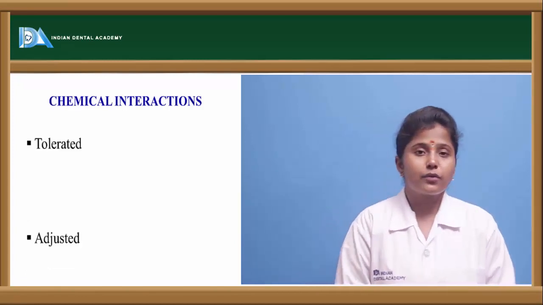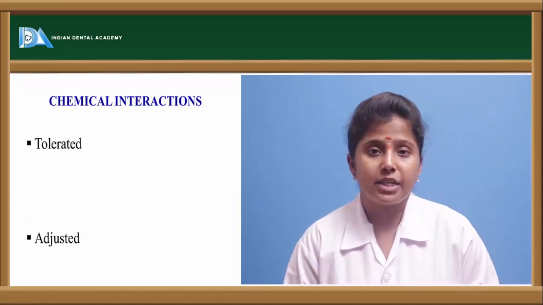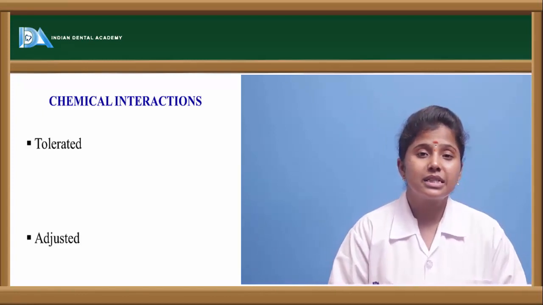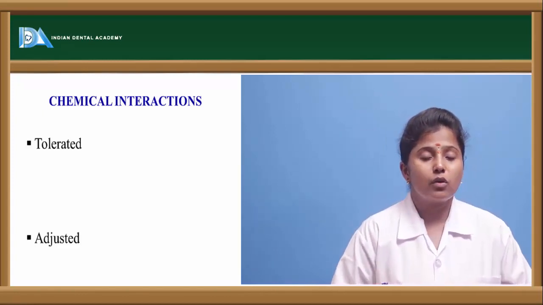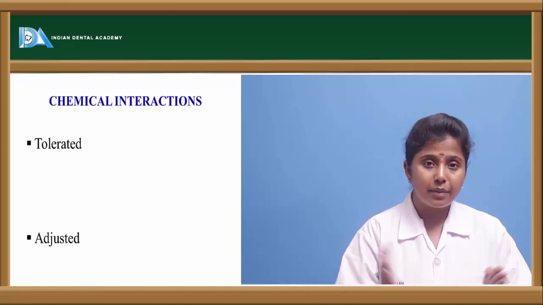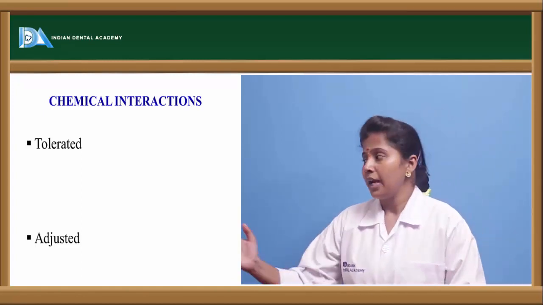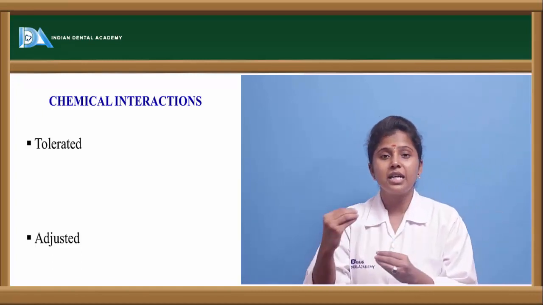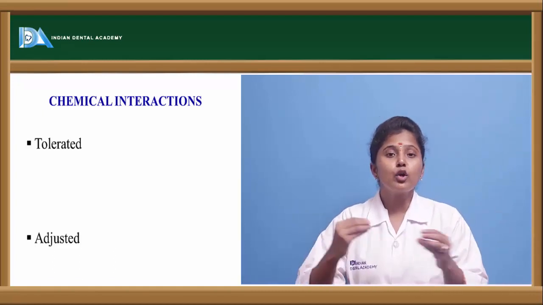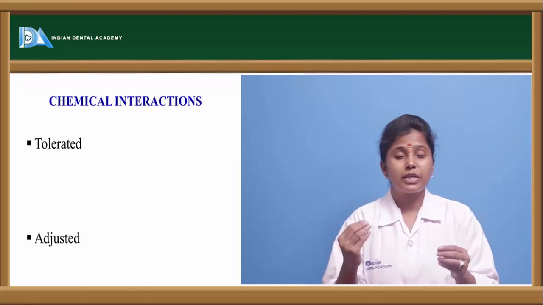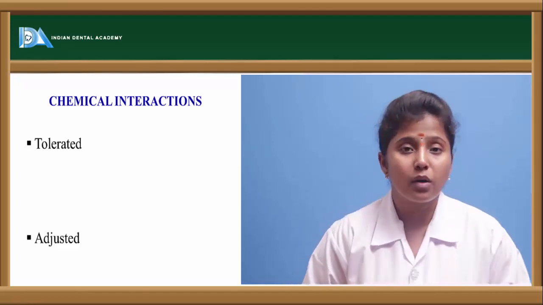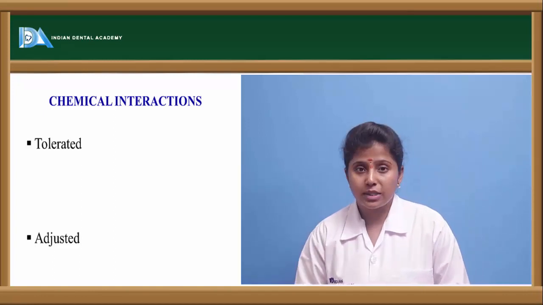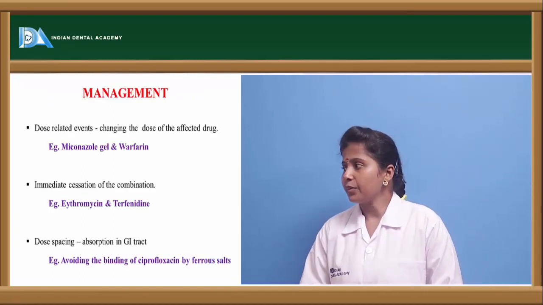Chemical interactions are of two types, tolerated and adjusted. Tolerated means the interaction may be tolerated to some extent. And adjusted means that by adjusting one or two compounds, the appearance or the interaction can be reduced to some extent.